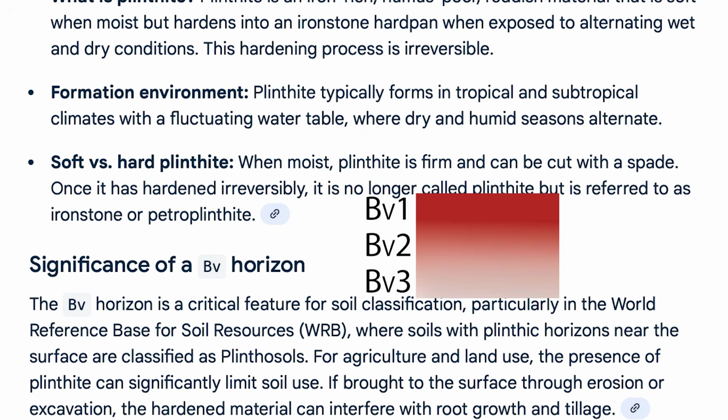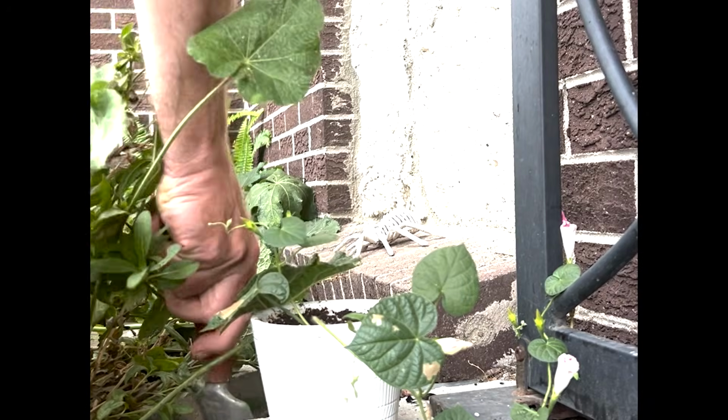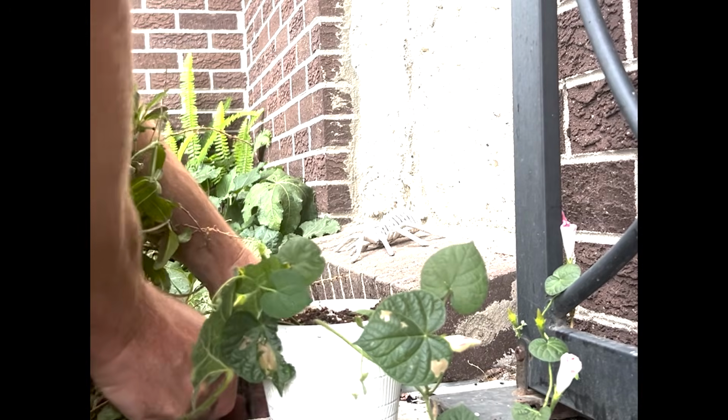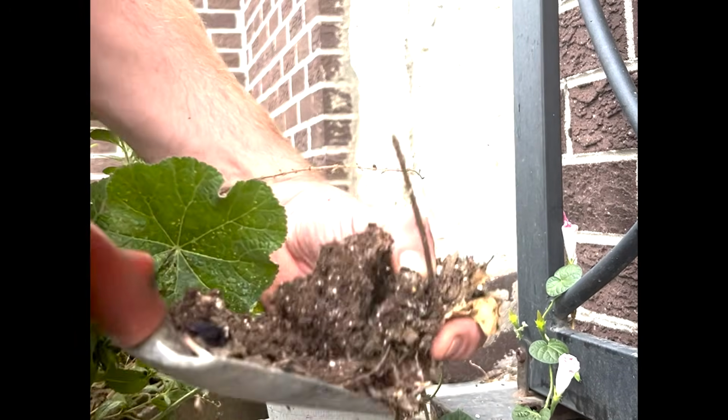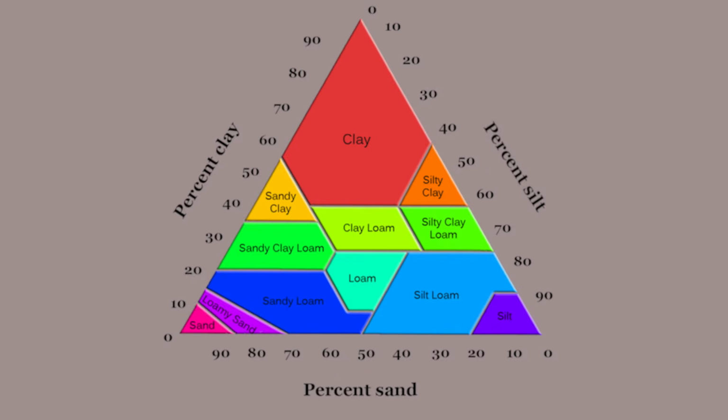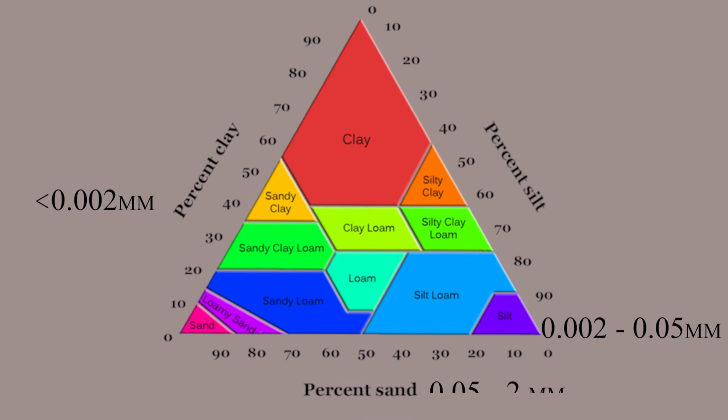Unless it is a pure organic O horizon, there will be mineral matter in the soil, and the sizes of those mineral particles are another way to categorize soil. We use a trinary diagram to graph out the three main particle sizes, the smallest three, of clay, silt, and sand. Recall that clay is made of particles smaller than 0.002 millimeters. Silt goes from 0.002 to 0.05 millimeters, and sand is 0.05 millimeters to 2 millimeters.